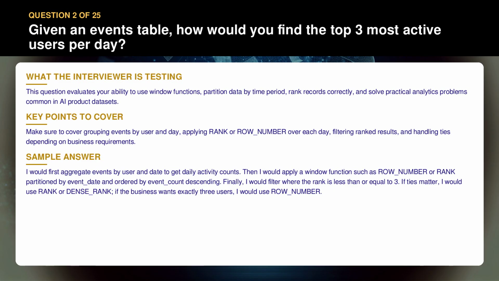I would first aggregate events by user and date to get daily activity counts. Then I would apply a window function such as row number or rank, partitioned by event date and ordered by event count descending. Finally, I would filter where the rank is less than or equal to 3. If ties matter, I would use rank or dense rank. If the business wants exactly 3 users, I would use row number.